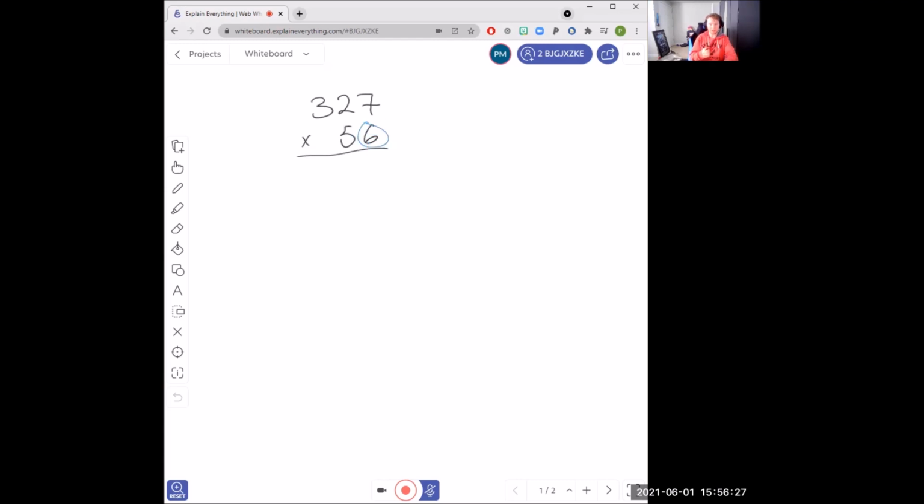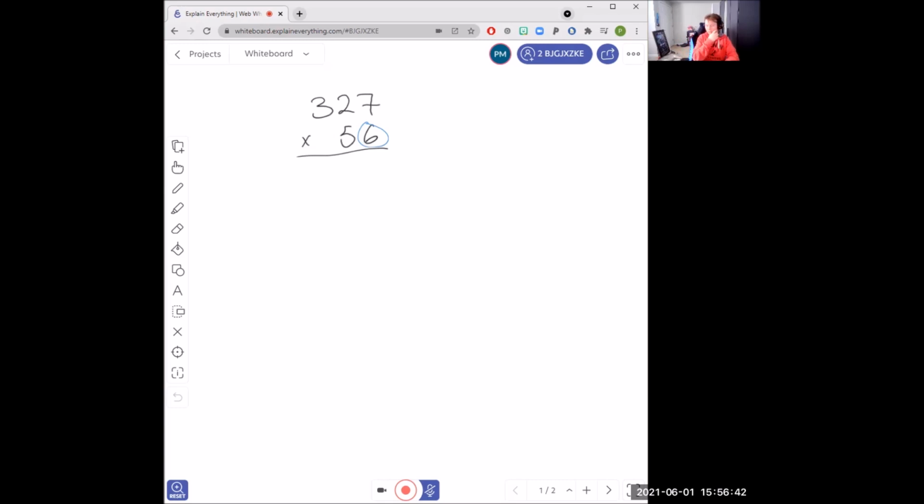Now, full disclosure, I haven't actually done this in years because I don't like doing it this way, and I'm going to show you the way that I prefer to do multiplication that actually translates into algebraic multiplication as well. I'll show you that immediately after this.